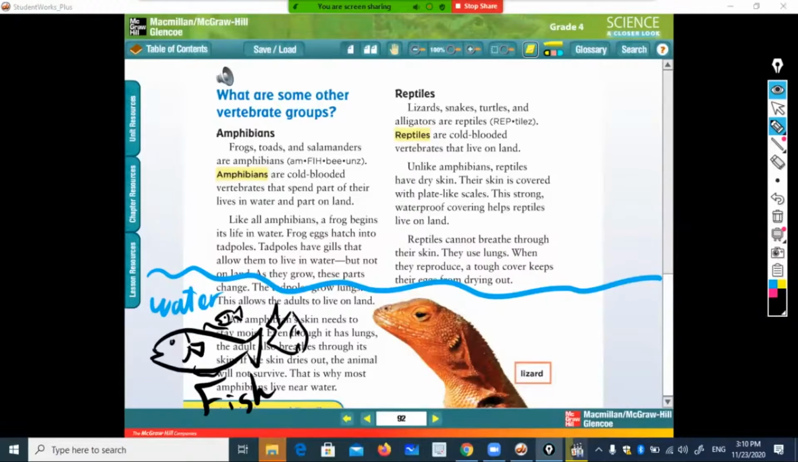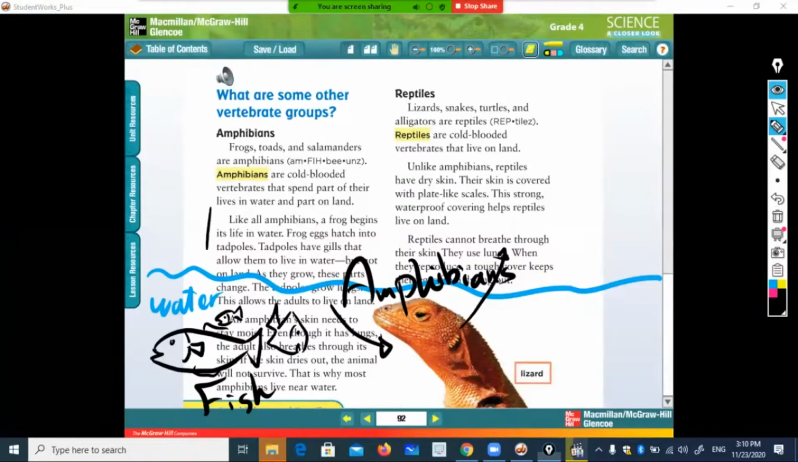When we move up more, we have amphibians. If you look at the amphibians, here we have amphibians. The amphibians live in both of these parts. They live under the water in one part of life, and in another part of life live on land. How can this one live under the water and on land at the same time? Now let's read to understand more about amphibians.